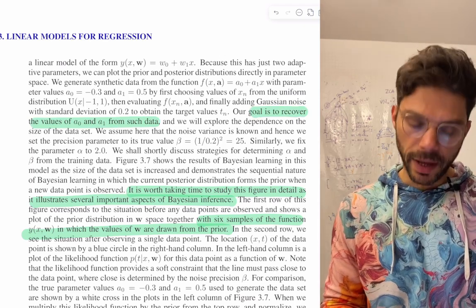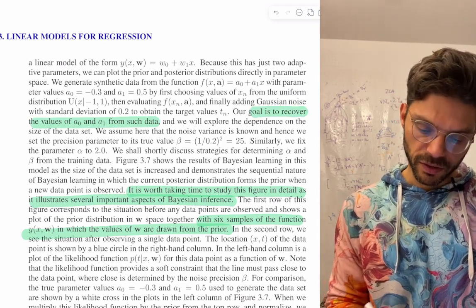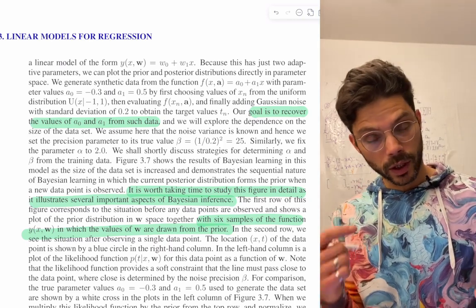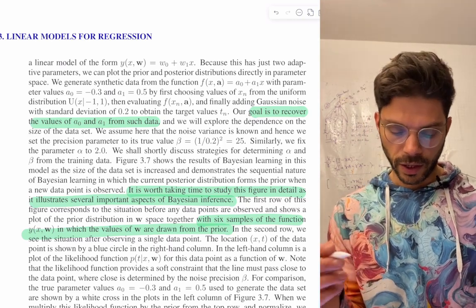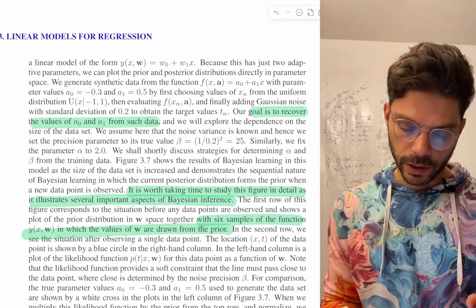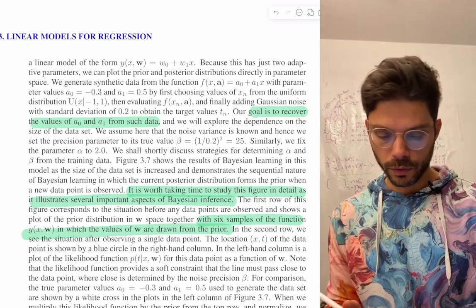And we'll explore the dependence on the size of the data set. Okay, so for this section, we'll go through the figures again when we get there, but it'll be useful for you to be looking at these figures at the same time, because I can't read this page and also show you the figure.